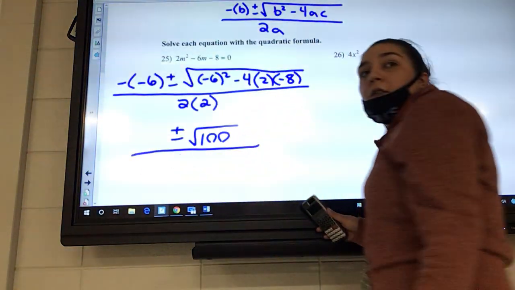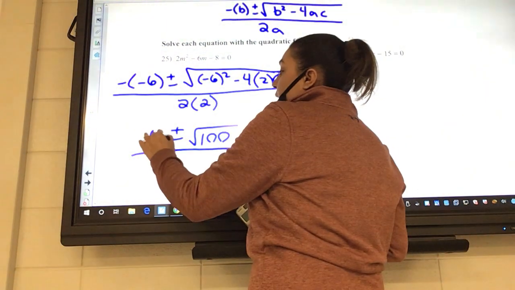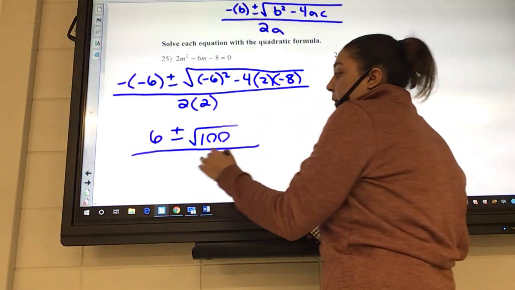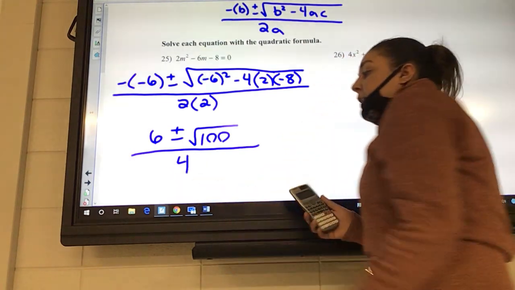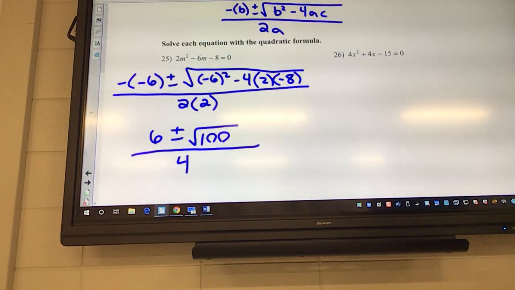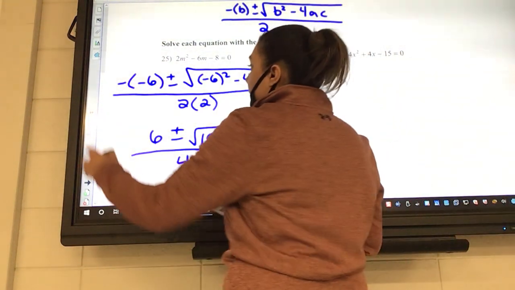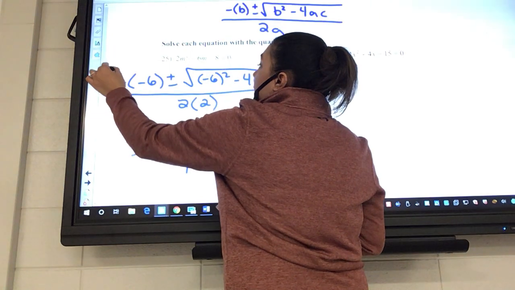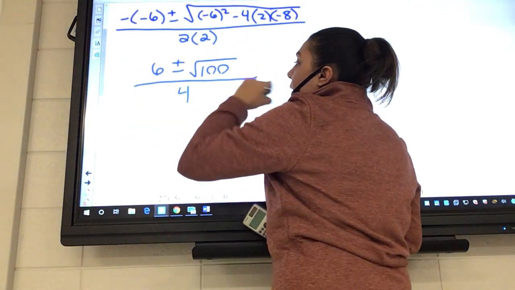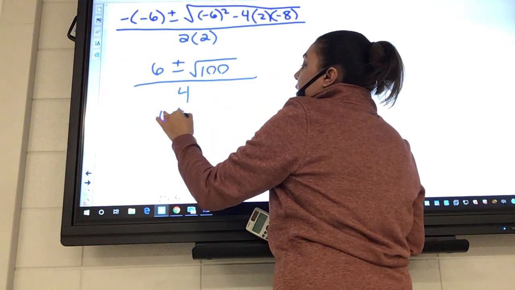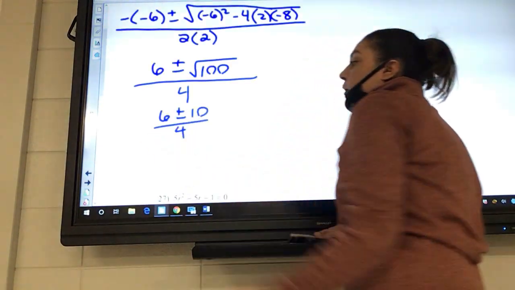What's this minus minus over here? Positive. It's going to be positive 6. And what about on the bottom? 4. Okay, does the square root of 100 simplify? Yeah, it's 10. So you're going to have 6 plus or minus 10 over 4.